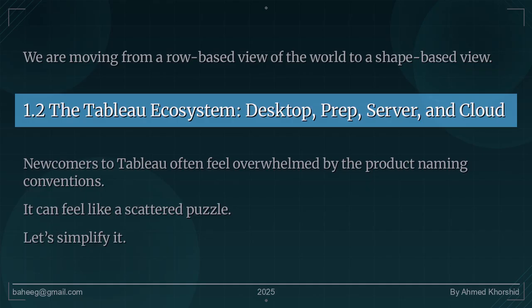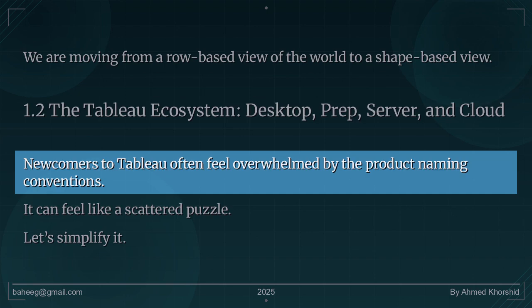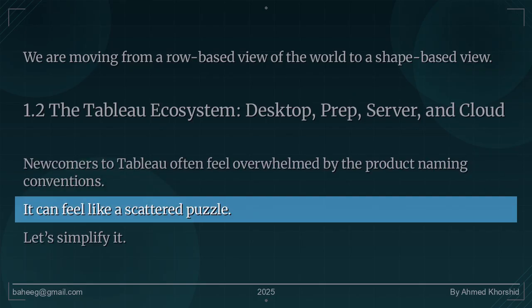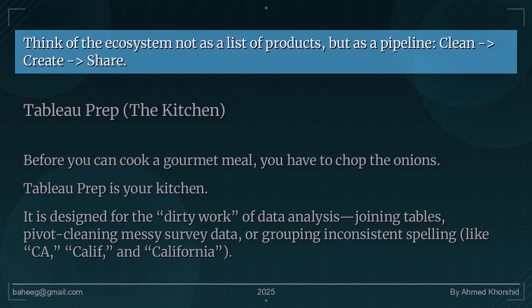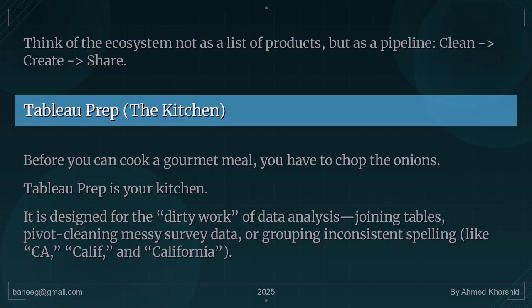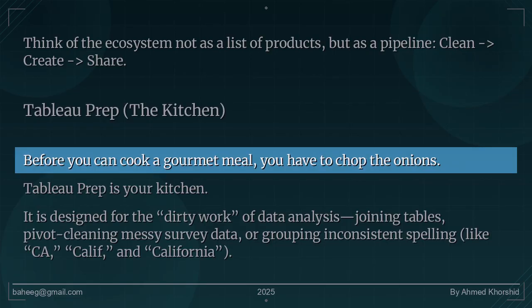1.2 The Tableau Ecosystem, Desktop, Prep, Server, and Cloud. Newcomers to Tableau often feel overwhelmed by the product naming conventions. It can feel like a scattered puzzle. Let's simplify it. Think of the ecosystem not as a list of products, but as a pipeline: clean, create, share. Tableau Prep, the kitchen. Before you can cook a gourmet meal, you have to chop the onions.